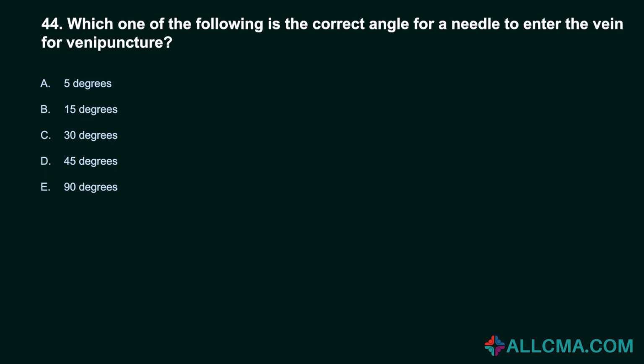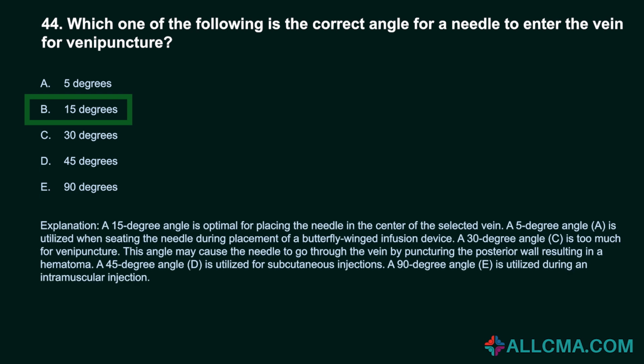44. Which one of the following is the correct angle for a needle to enter the vein for venipuncture? A. 5 degrees. B. 15 degrees. C. 30 degrees. D. 45 degrees. E. 90 degrees. Correct answer: B. 15 degrees. A 15-degree angle is optimal for placing the needle in the center of the selected vein.